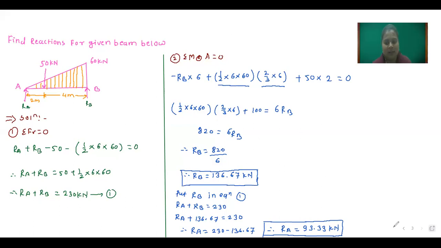Okay, so please write down the next example. Find reactions for the beam given below. So I will draw the figure. You can also draw, then we will solve.